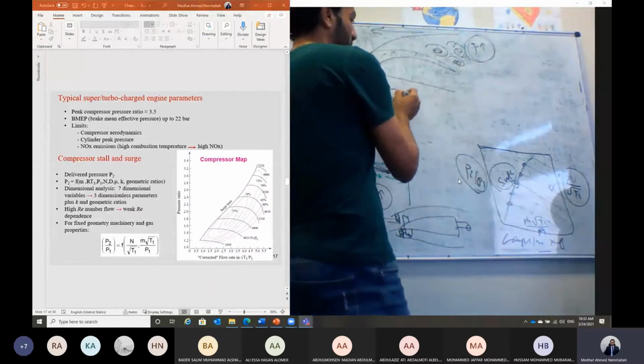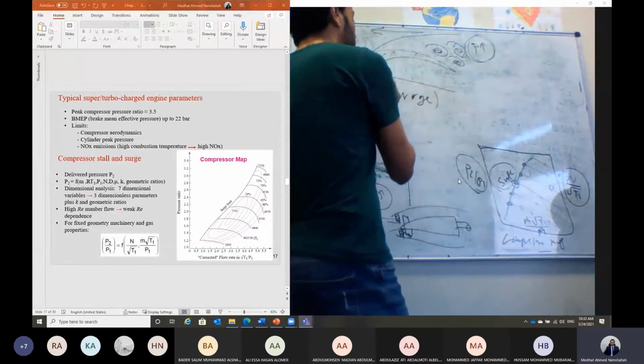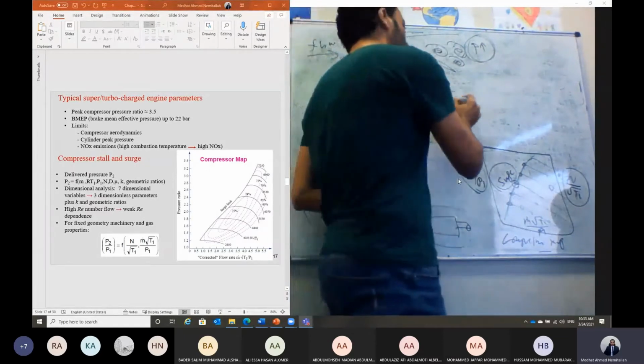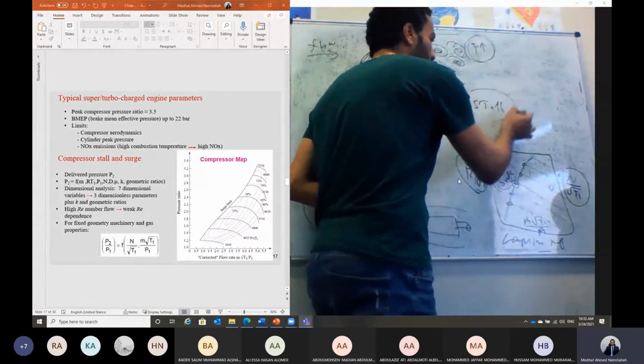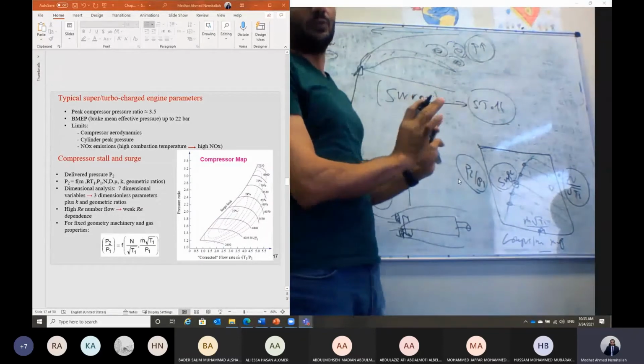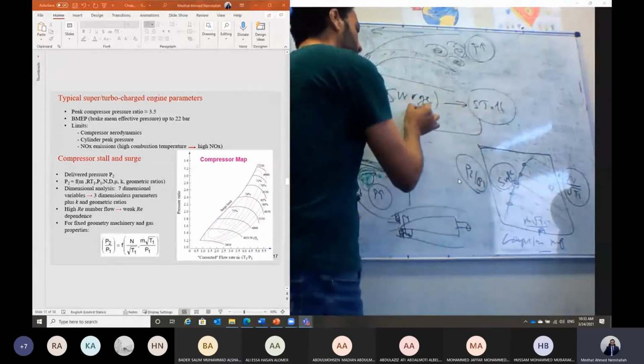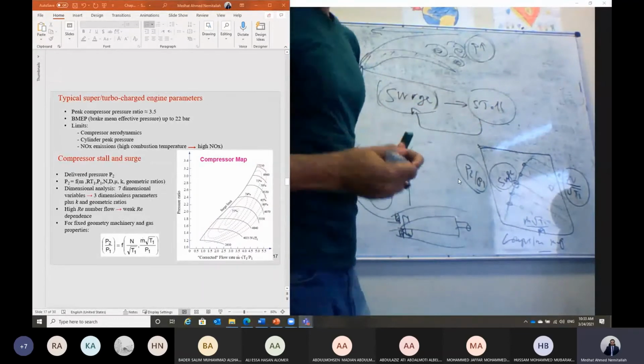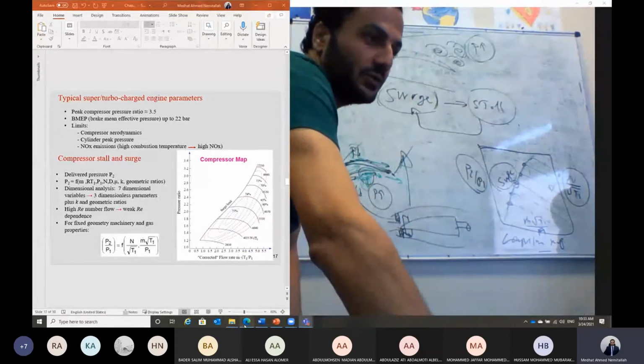Under this condition, we call this case the compressor surge. Compressor surge will cause what we call the compressor stall. Compressor stall means the compressor has stopped working. So the stall is due to the flow surge. You may look at this video.